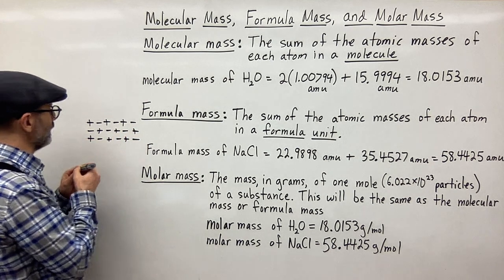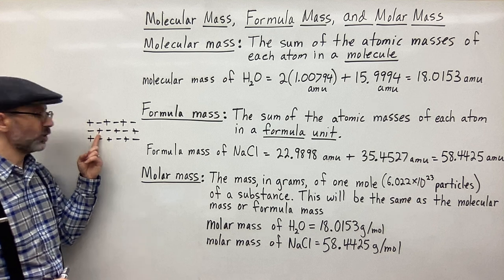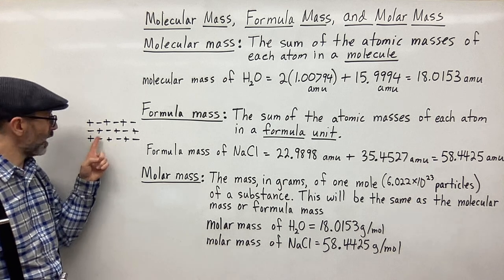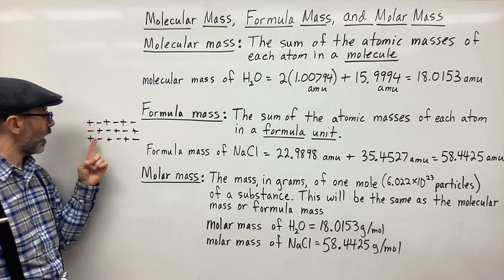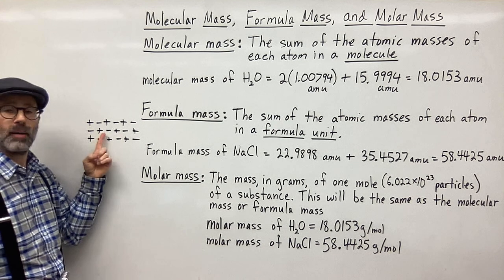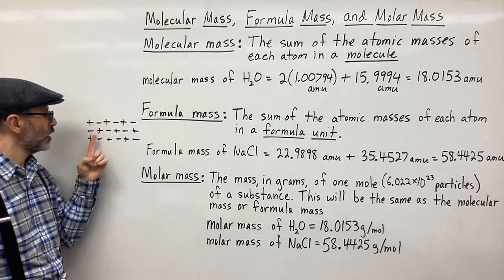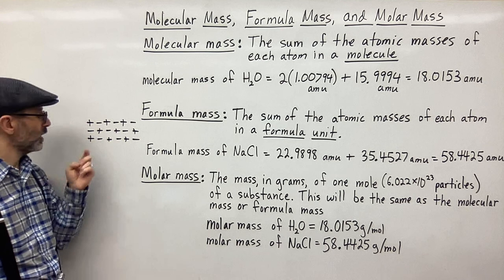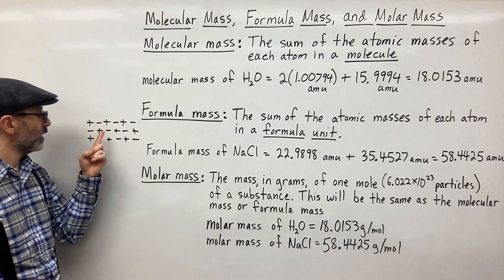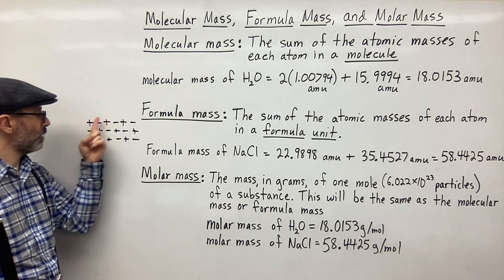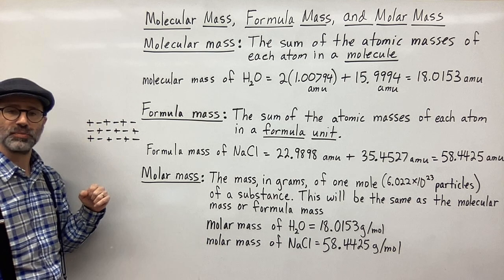And so what you can see here is that this plus is surrounded by 4 minuses: top, bottom, right, left. But you also have 1 in front, 1 in back. So you've got 6 negatives surrounding a positive. And the same thing goes for the negative. The negative is surrounded by 6 positives.